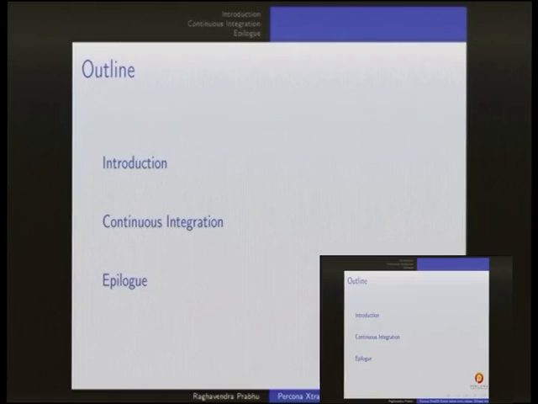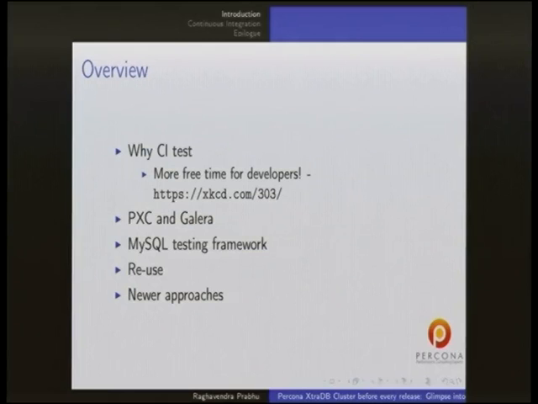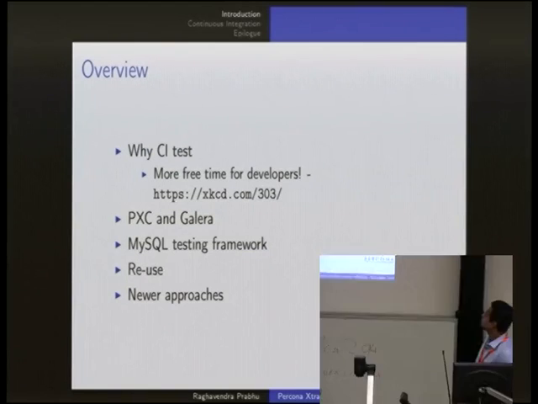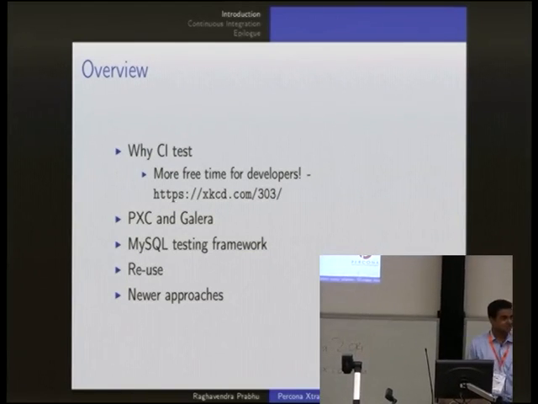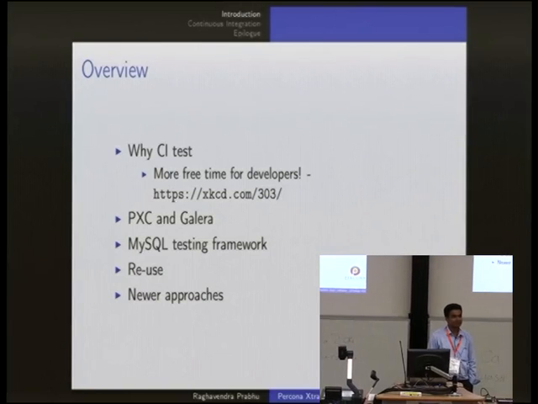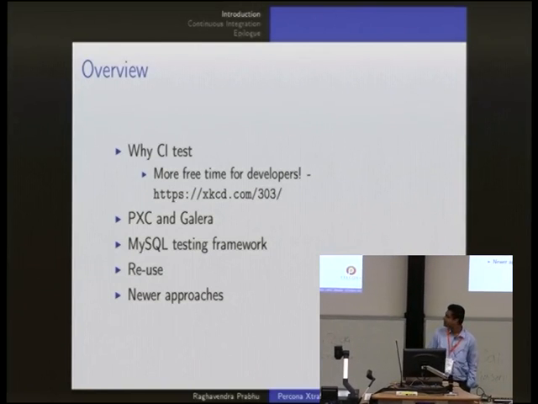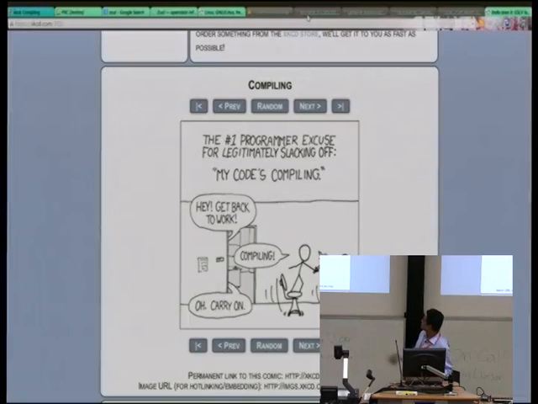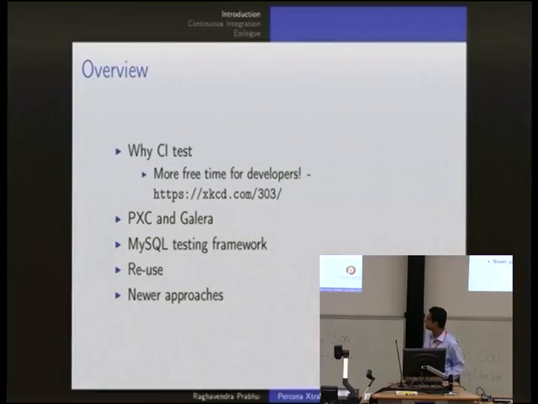Okay, so this is the basic outline. The first question is why do we waste all the time with CI testing? I think the answer is obvious. The developers need more free time to think and to do other things. So I just linked to this XKCD one. It's not directly related, compiling, but having a CI allows us to do other things. They're fencing there, but other things as well.